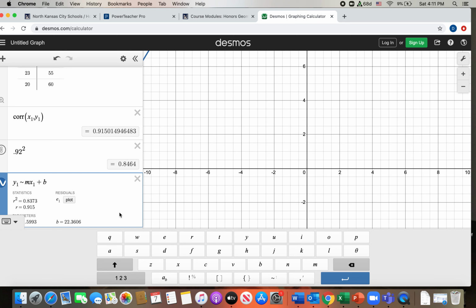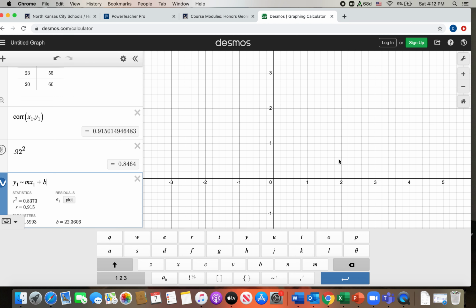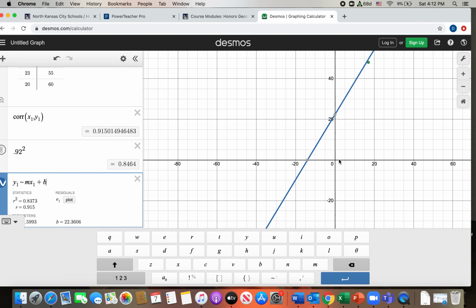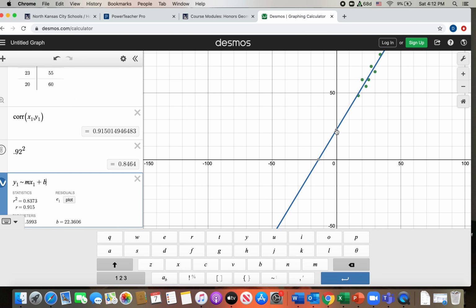And that gives us right there r squared, or more precisely r, 0.915. They took the 0.915 and squared it. So it gives you the r, and it gives you the r squared. It tells you where it crosses the y-axis at 22. No wonder it's not showing up on here. There's the line, about 22, and it runs in between all those points on the scatter plot.